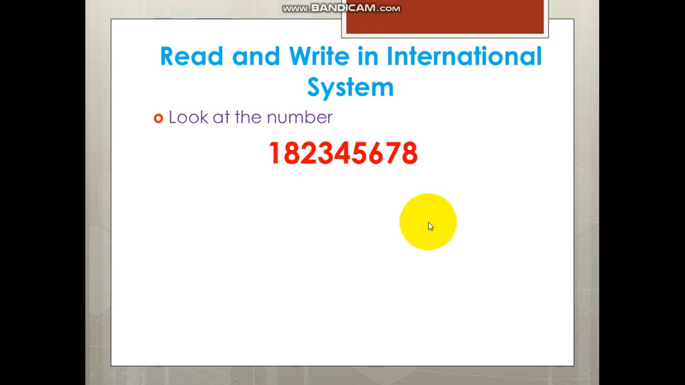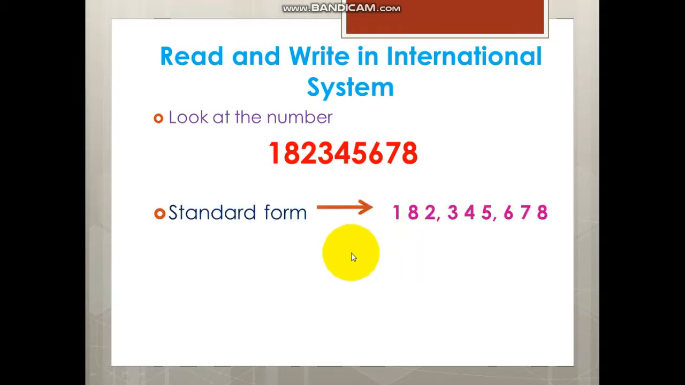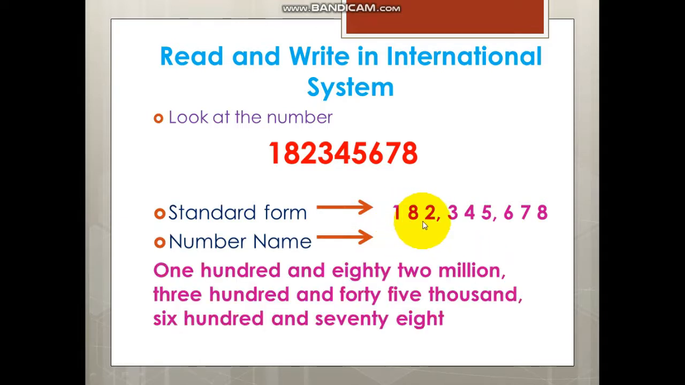Now look at the answers. The standard form of this number can be written in this way. Here we have put the comma after ones period, then thousands period, and the last period is the millions period. How can we write the number in words? The name of this number is 182,345,678.